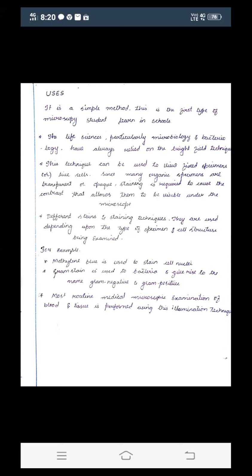Since many organic specimens are transparent or colorless, staining is required to create the contrast that allows them to be visible under the microscope. Here, the specimen should be stained to allow it to be seen properly. Different stains and staining techniques are used depending upon the type of specimen and the cell structure being examined.